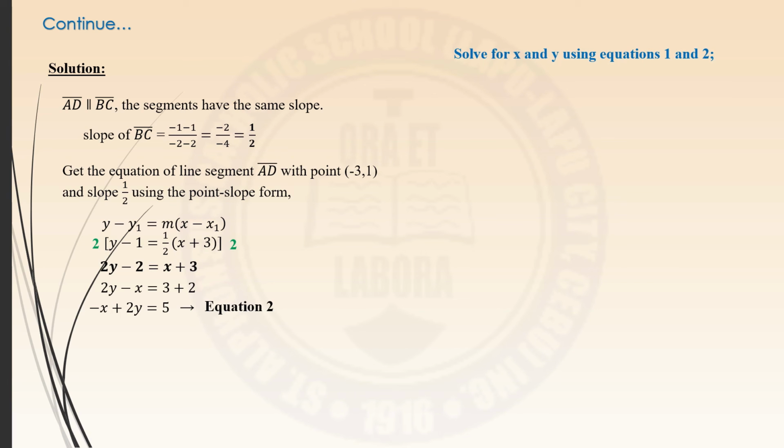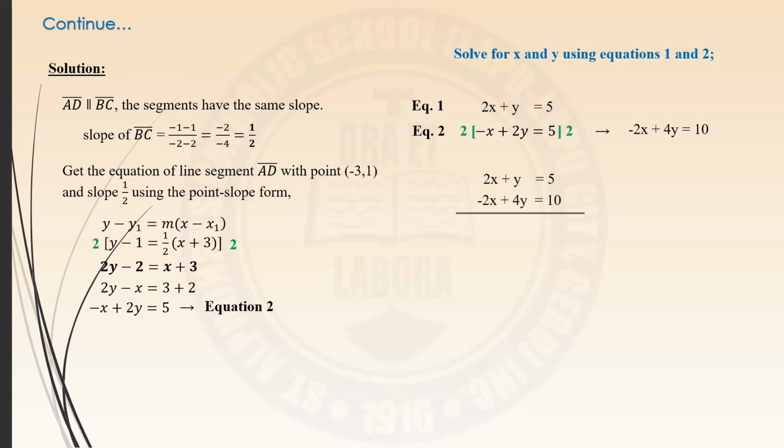Solve for x and y using equations 1 and 2. 2x plus y is equal to 5 as our equation 1, and negative x plus 2y is equal to 5 as our equation 2. Now, we are going to multiply both sides of equation number 2 by 2. And our equation will become negative 2x plus 4y equals 10. This process is what we call the elimination method, in which one of the variables will be eliminated and the other one will remain. So, this time, we can now eliminate the variable x because 2x plus negative 2x, the answer is 0. y plus 4y, the answer is 5y. 5 plus 10, the answer is 15.